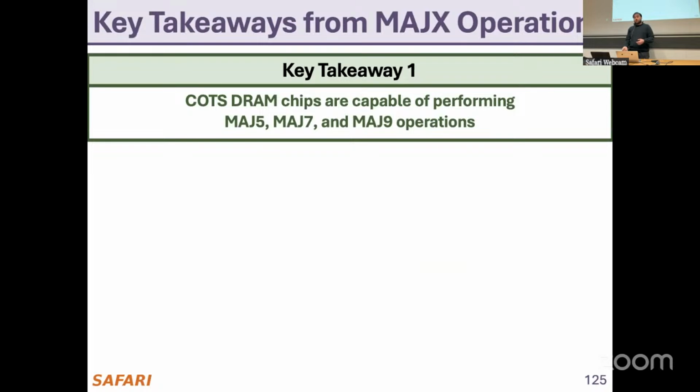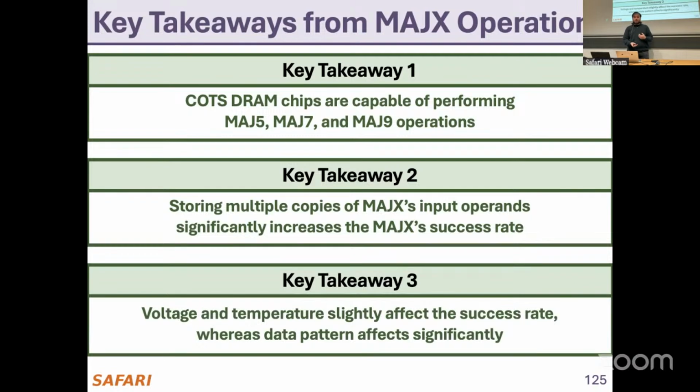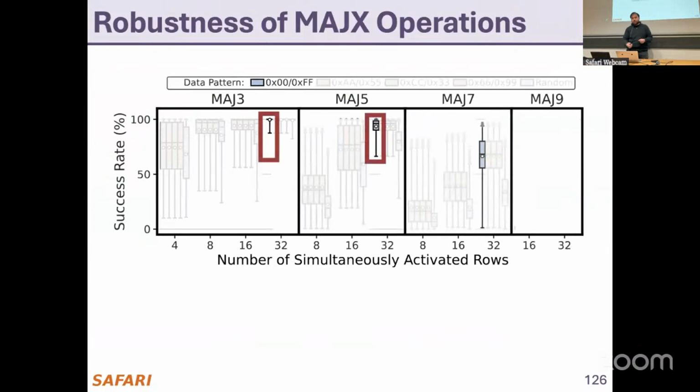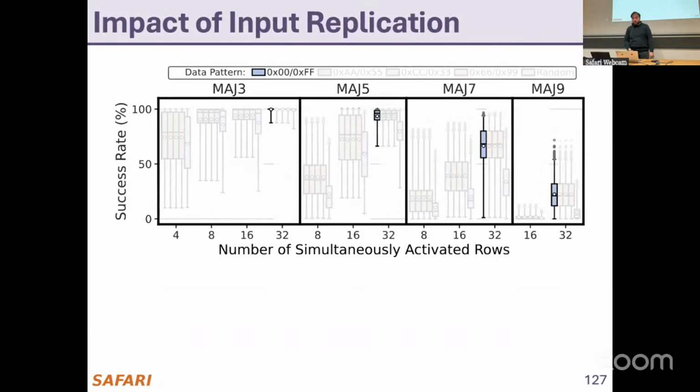So the characterization methodology is the same. We observe that off-the-shelf DRAM chips are capable of performing MAJ5, MAJ7, and MAJ9 operations. And storing multiple copies significantly increases the success rate. And voltage and temperature slightly affect the success rate, whereas the data pattern affects it significantly. So for this one, I'll just show very quickly. As you can see, we can perform MAJ5, MAJ7, and MAJ9 operations.